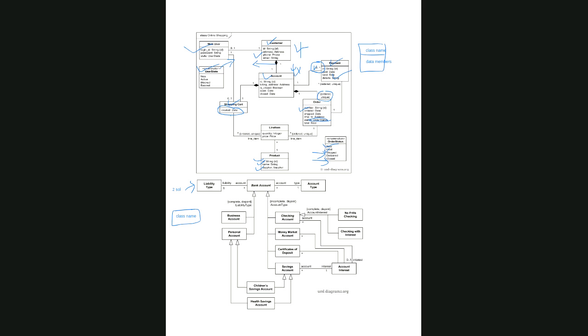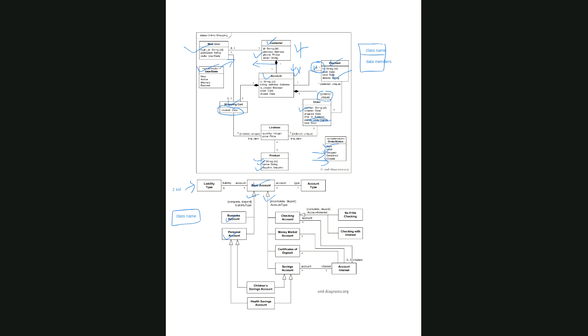This bank account can be a business account or it can be a personal account, if you categorize in one way. In another way, you have a checking account, money market account, certificates of deposit, and saving accounts. This is an inheritance, an is-a relationship. So you can say a business account is a bank account, a personal account is a bank account.